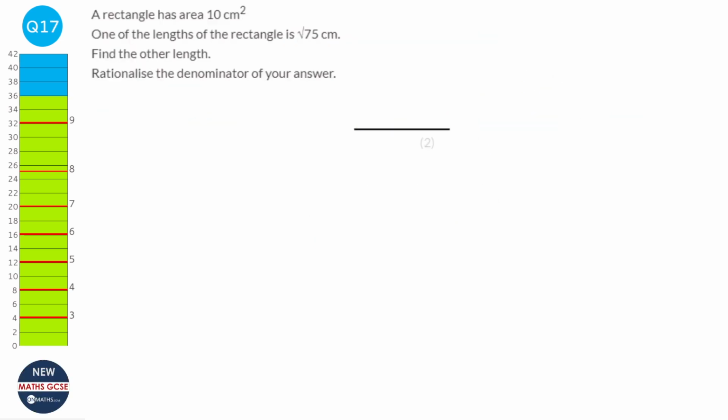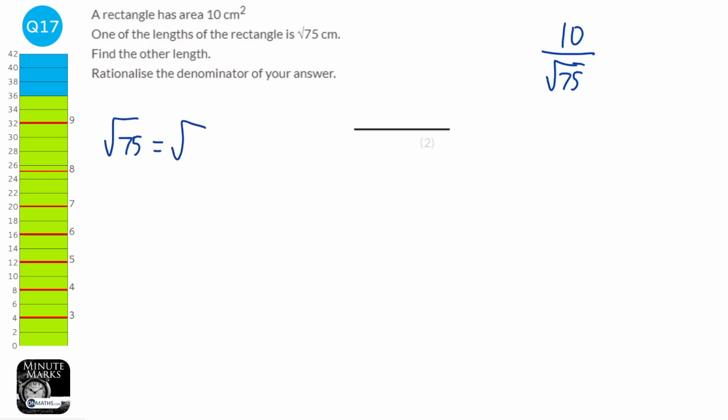So if the area of the rectangle is 10 and one of the lengths is root 75, to find the other length we do the area divided by the length given, and that will work out what the other length is. Root 75 though is something that can be simplified, so let's simplify that. It's root 25 root 3, so it's 5 root 3. So this equals 10 over 5 root 3.